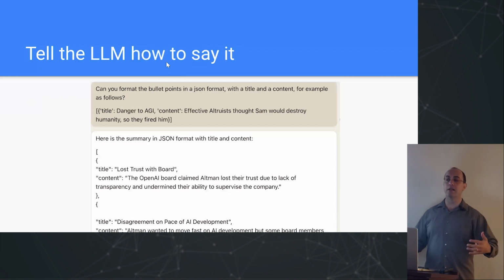Moreover, you can tell the large language model how to say it. If you are a developer and you want to build this into a different tool, you can tell it how to output. You might want some type of JSON format. And I gave it an example of which JSON elements I wanted it to come out with. And it did it. If I was using this, I could take this and pipe this into some other type of program that I'm building.